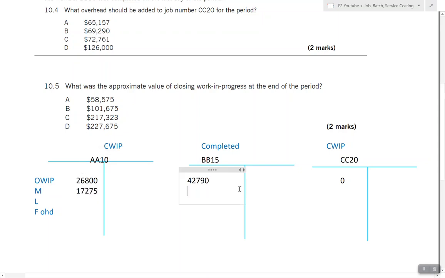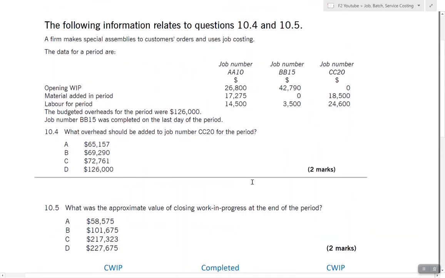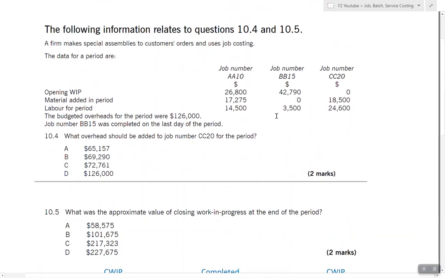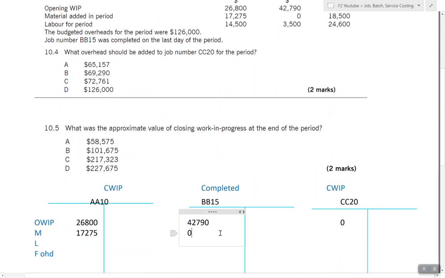No material here. Why does this job not require any material? It doesn't mean it doesn't require any material. It simply means that the material requirement was already done last year, which is in the opening work in progress. So sometimes what happens is you buy all the material that you need for a job. The only thing that is left is doing the job. So that is the scenario here. And then because this other job is a new job, we have material for it.